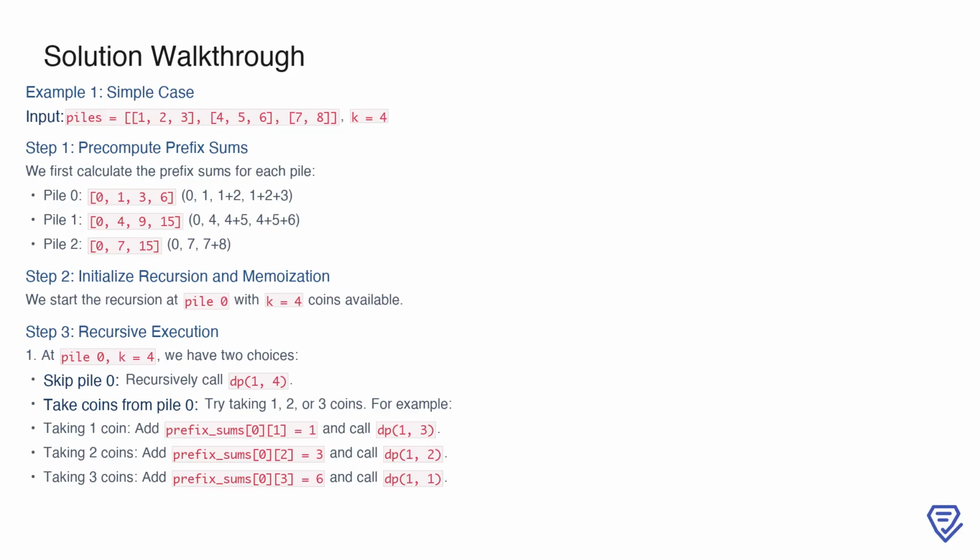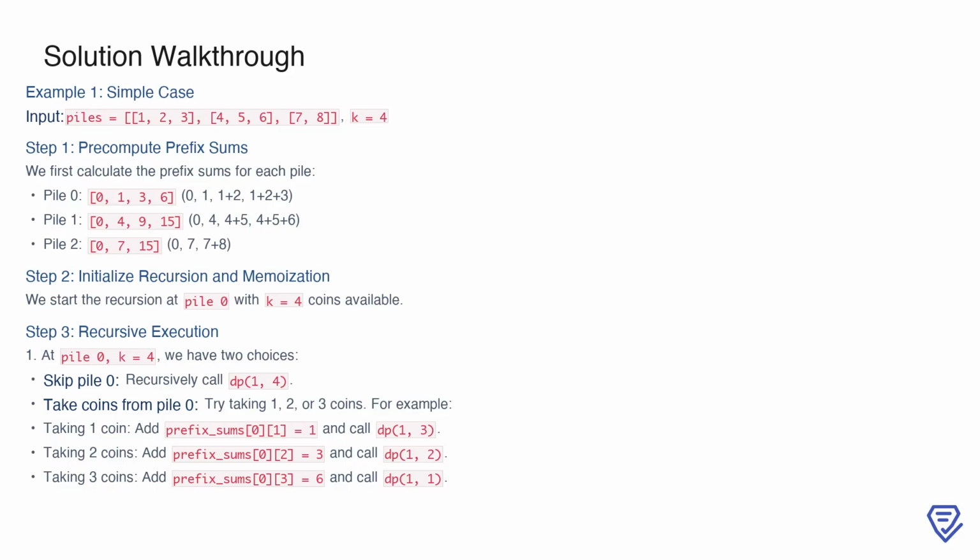Once the prefix sums are ready, we initialize the recursion starting with pile 0 and 4 coins available. At this point, we have two main options: either skip the pile entirely and move to the next pile, keeping all 4 coins available, or take some coins from the current pile. If we decide to take coins, we can explore taking 1, 2, or all 3 coins from pile 0.